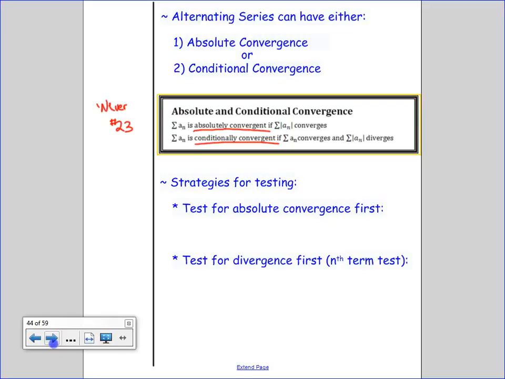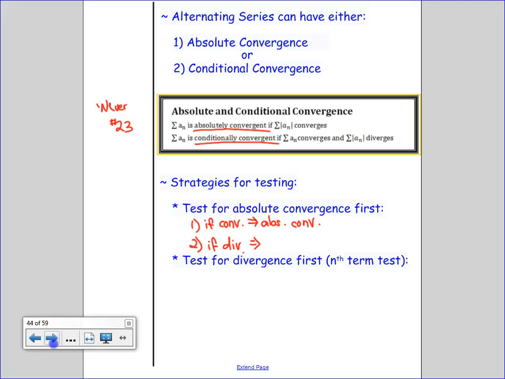Okay, so strategies for testing. You can test for absolute convergence first. This isn't something necessarily to memorize, but just something to understand. If convergent, then absolutely convergent. If divergent, never mind, that looks weird. Is it then or than? Then, right? Then, as a result.